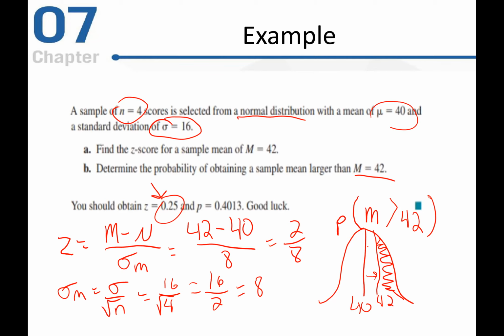It doesn't matter if we're dealing with sample means or individual scores. The same logic applies. So for this one, we are looking for a tail. That's the smaller portion. So let's go to our unit normal table and look that up.